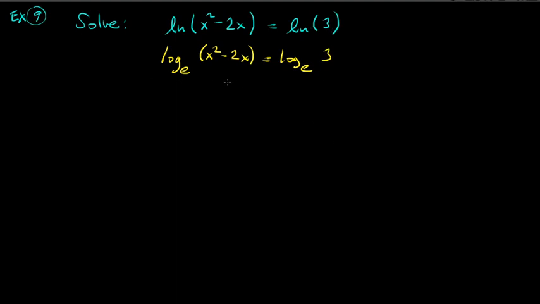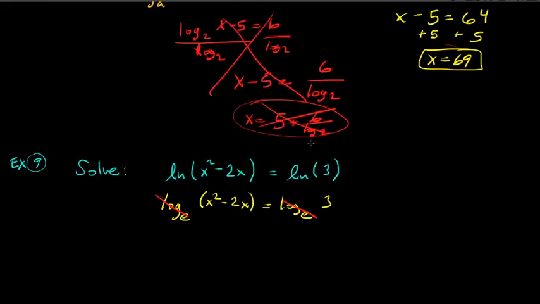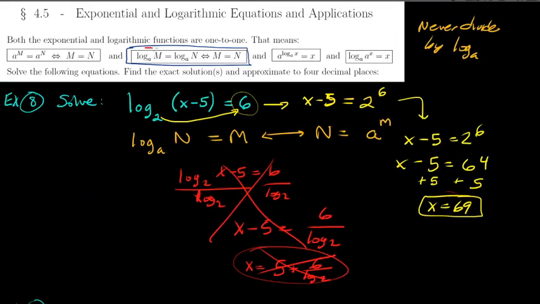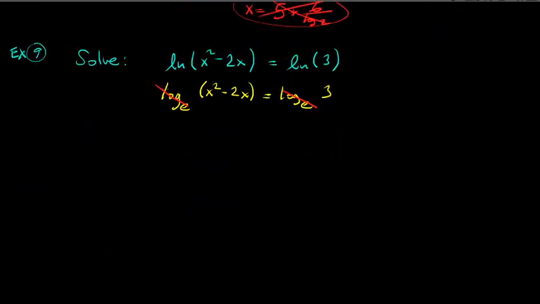So as long as it's the same base on both sides, I can just drop the logs, right? You're not dividing by it, but you're just canceling them on both sides, right? That's what this thing here says you can do, right? Because logarithm is a one-to-one function, that allows me to do this. Okay, and you can take it from here because x squared minus 2x equals 3 is just a quadratic equation. You know how to solve those.